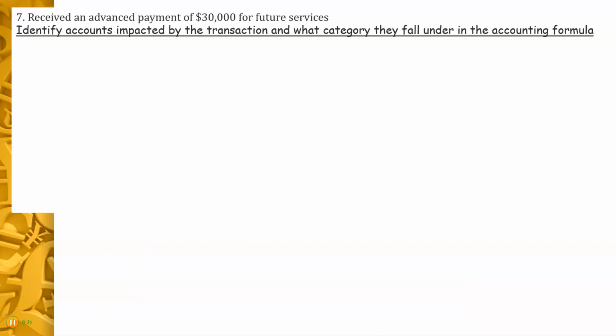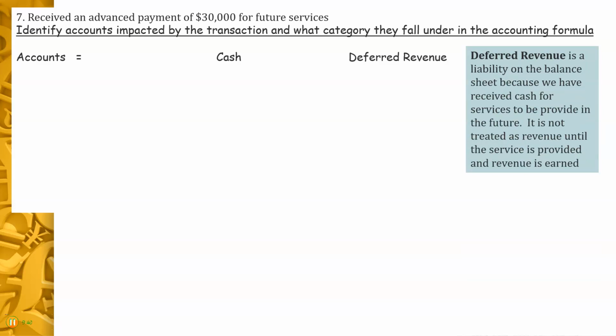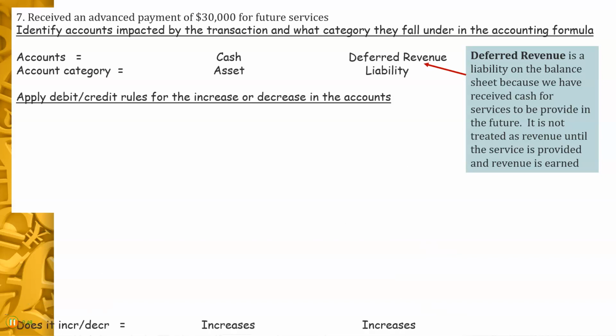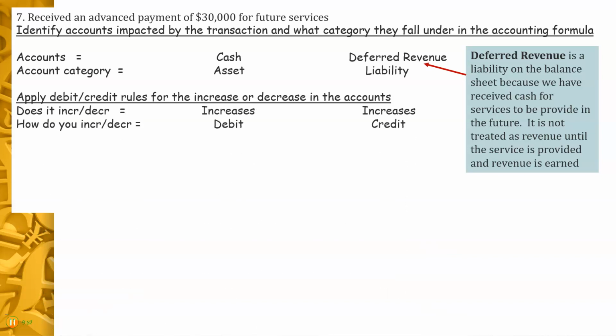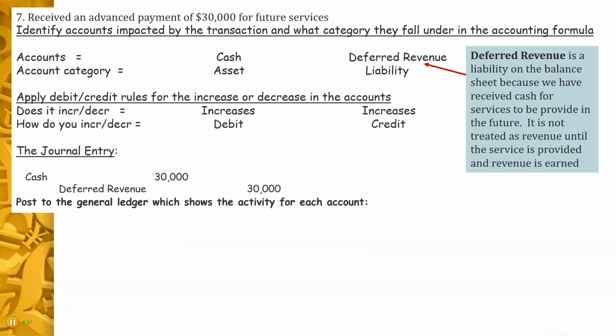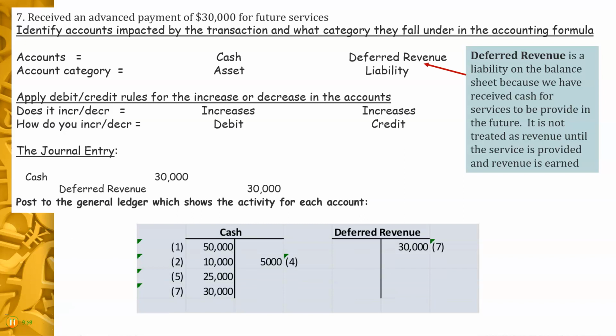Now we received an advance payment of $30,000 for future services. Now here's the thing to remember. Whenever we get paid cash in advance of doing something, we are creating a liability and it's called deferred revenue. The reasoning is that if we don't provide the services, we have to give the money back. So we have an asset and a liability. They both increased. So now we have our debit and our credit. Now we're going to post to the general ledger.